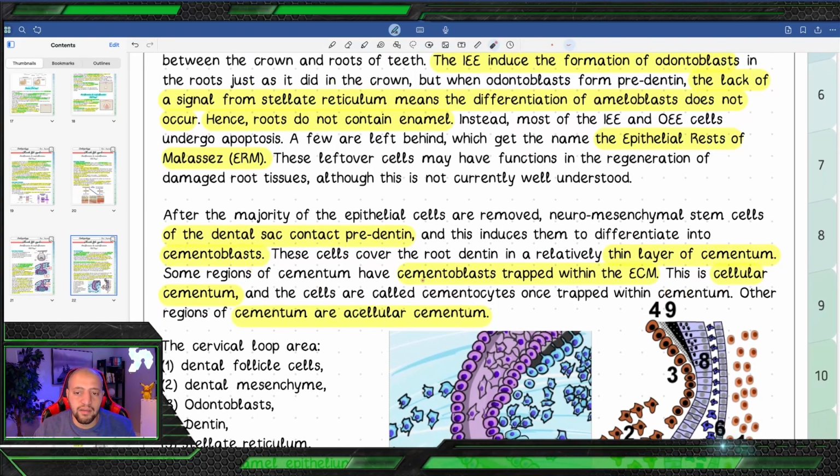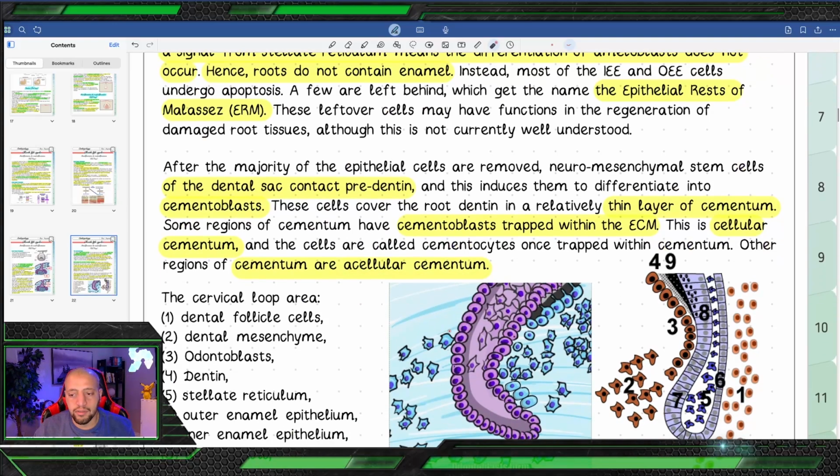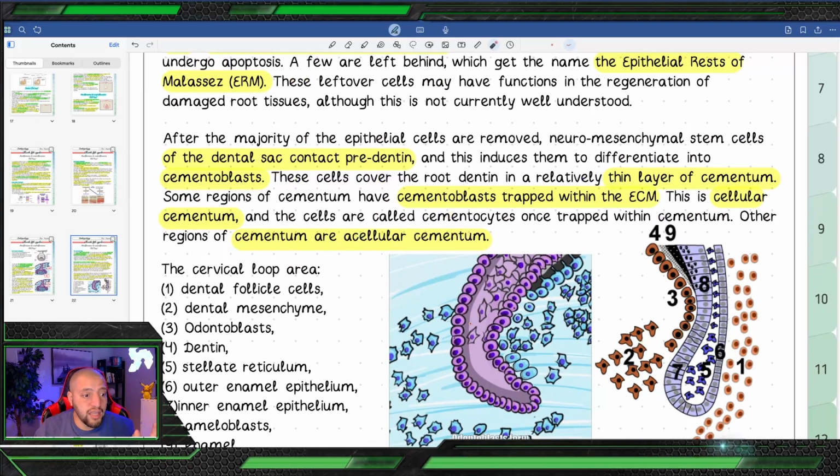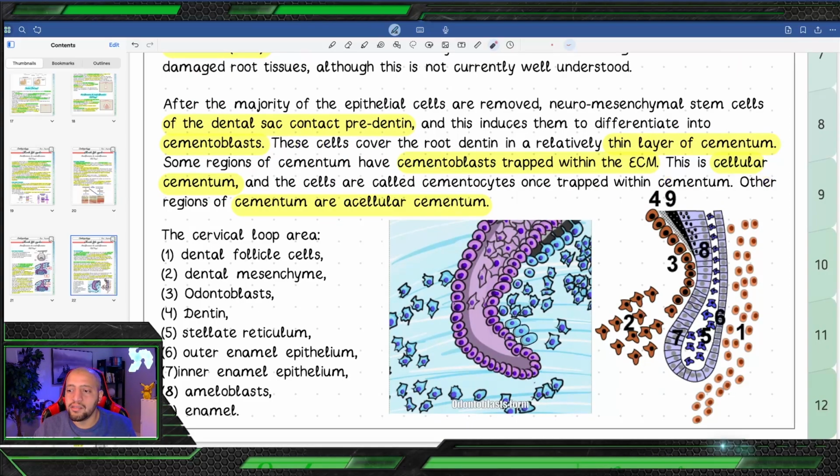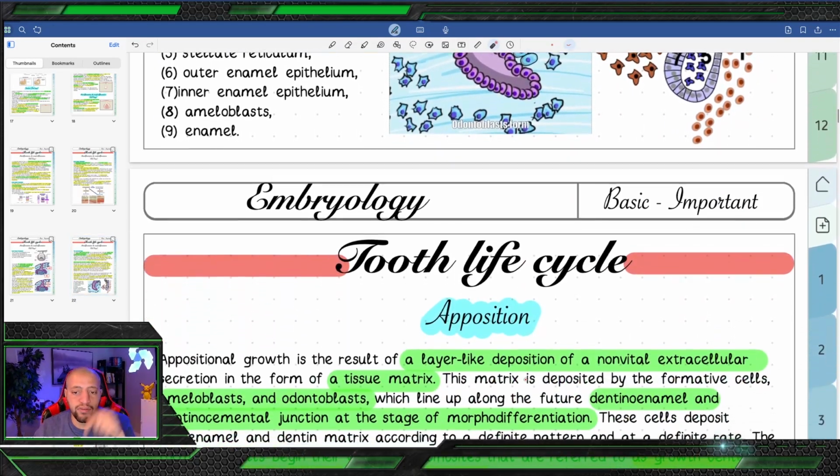Some regions of cementum contain cementoblasts, this is called cellular, and some do not contain them, which we are going to call acellular cementum. So if you're feeling lost now, let's finish the last two stages, and then I will give you each one in simple terms. So here is a diagram with some numbers and locations, so you understand this inner, outer, cervical loop, stellate reticulum, and how it ends up having no enamel over the root.